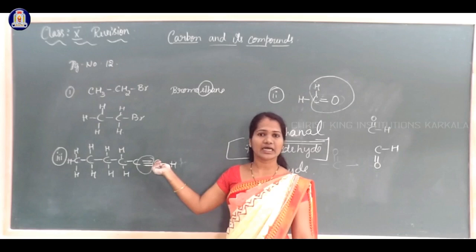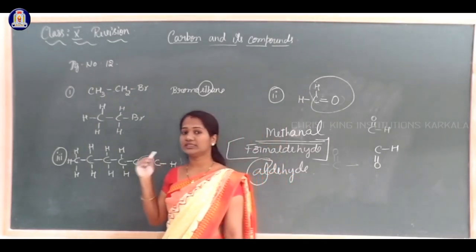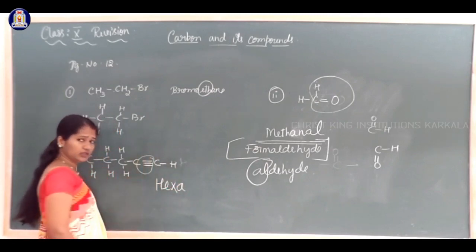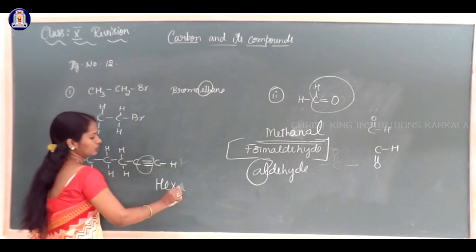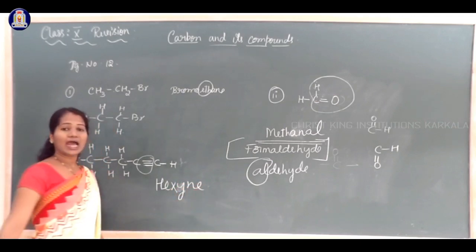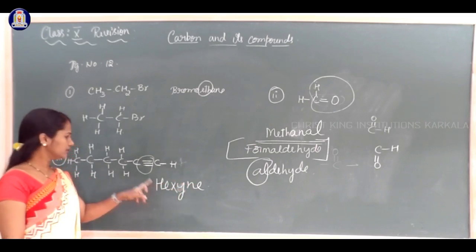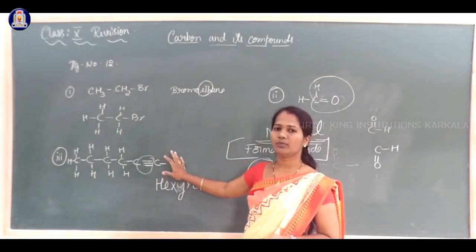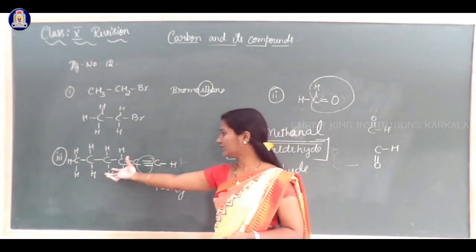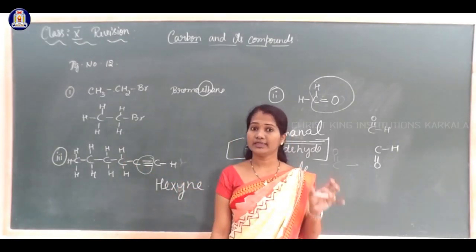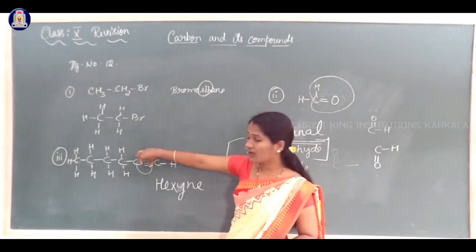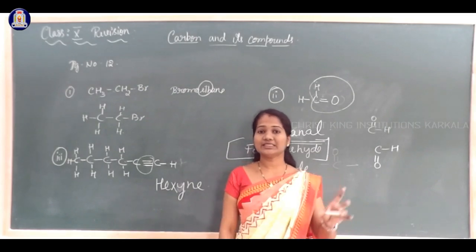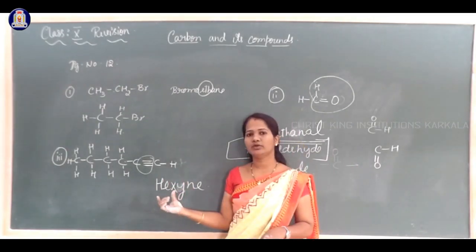If there are 6 carbon atoms, we have to write the prefix hex. In hexane, you have to remove the A and write the suffix YNE for alkyne. So the name of this compound is hexyne. Hexyne is the name of this given compound. It contains 6 carbon atoms, so hex for the 6. There is a triple bond between 2 carbon atoms. If a triple bond is present, it is an alkyne. So the name of this compound is hexyne.